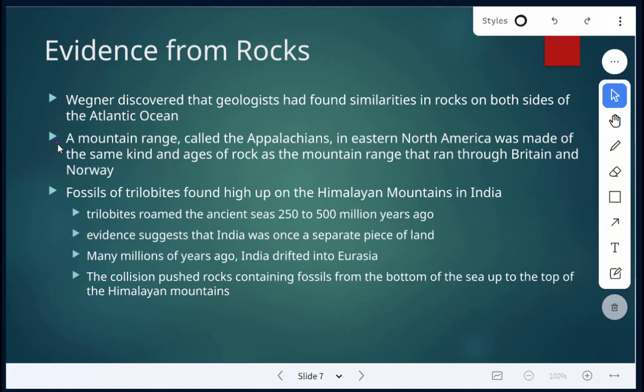Fossils of trilobites have been found high up on the Himalayan mountains in India. These trilobites, they roamed ancient seas 250 to 500 million years ago. So evidence suggests that India was once a separate piece of land, and many millions of years ago, India drifted into Eurasia. The collision pushed rocks containing fossils from the bottom of the sea up to the top of the Himalayan mountains.